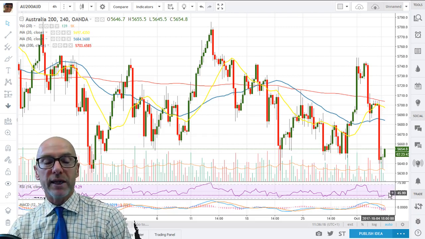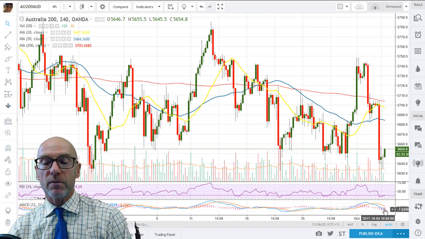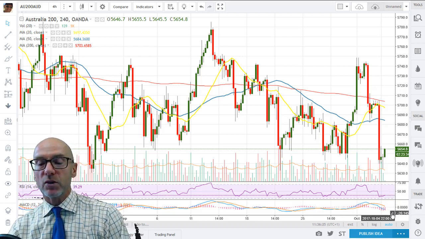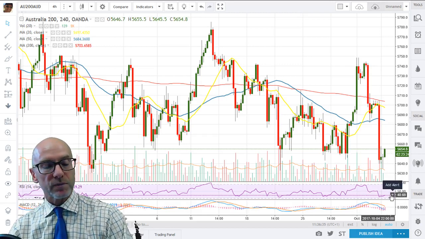Again, negative momentum. RSI 39.29 and the MACD rolling down. There's no sign of a non-confirmation. That low on the RSI was below the lows that we've previously seen, so still in a downtrend.